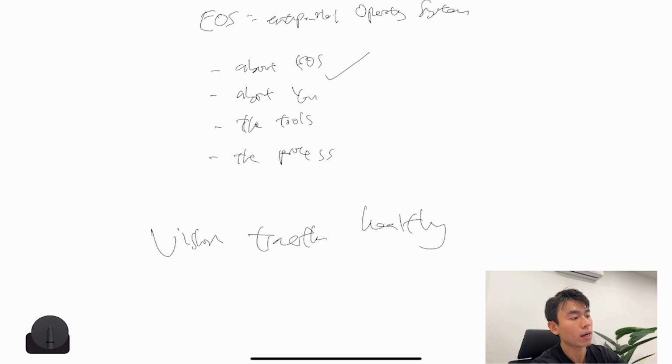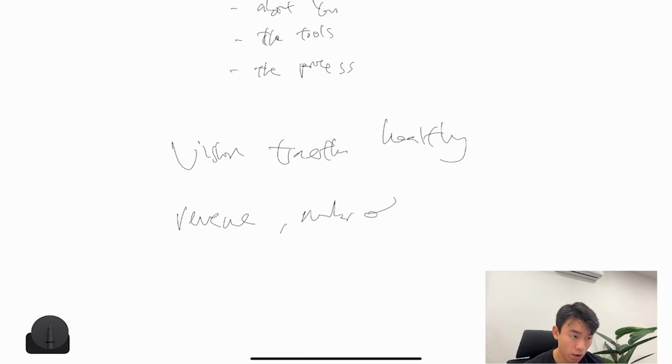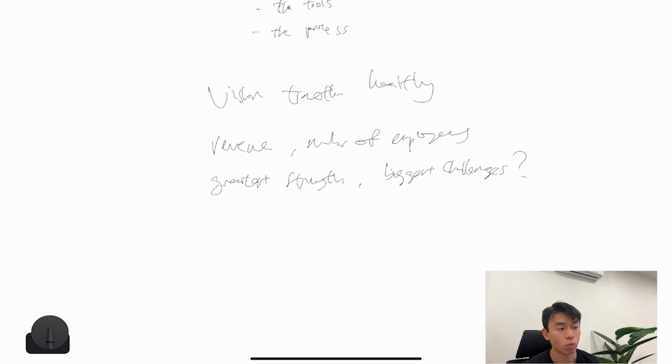So for About You, let's talk about our organization, right? Can someone share a 2-minute history of the organization? What's the revenue, the number of employees, the greatest strength and challenges? Revenue, number of employees, greatest strength, and biggest challenges. Okay, you can write it down first.